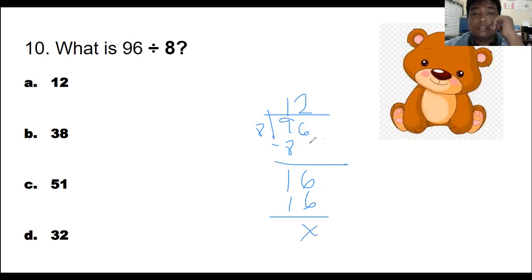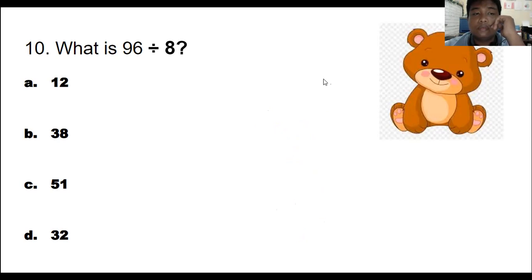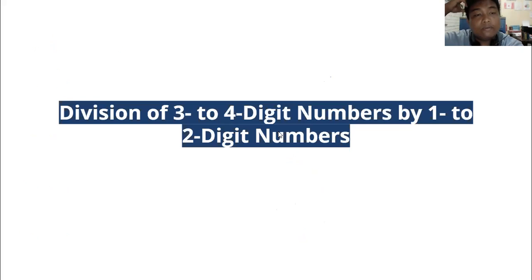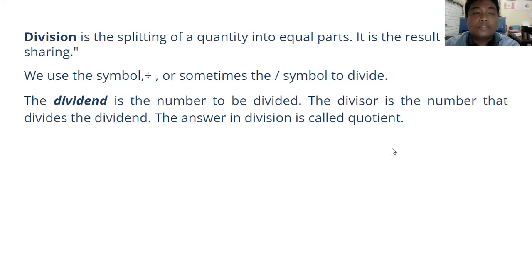Okay, so let's find out if this is correct. The answer is 12. Okay, so very good, no? The answer is 12. So very good. So now we'll proceed to division of 3 to 4 digit numbers by 1 to 2 digits, no? So division.